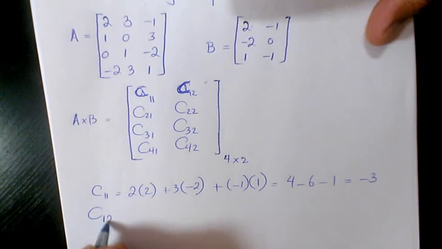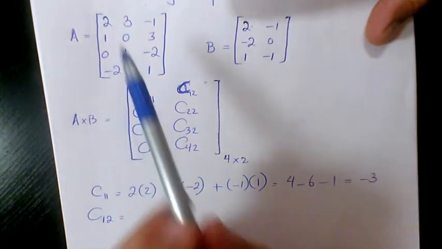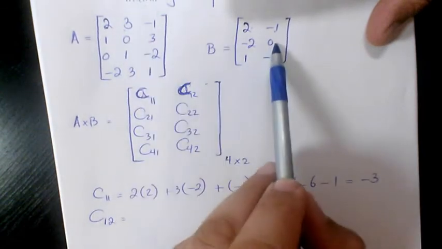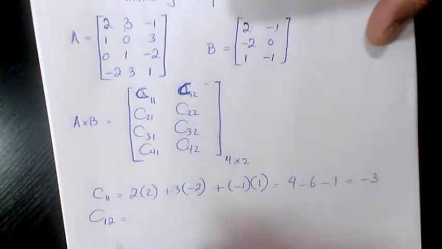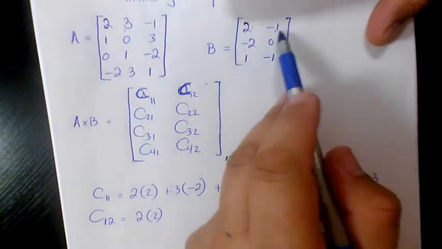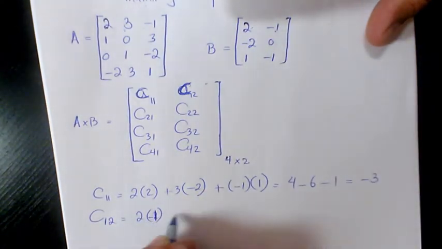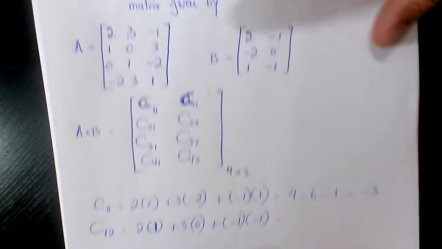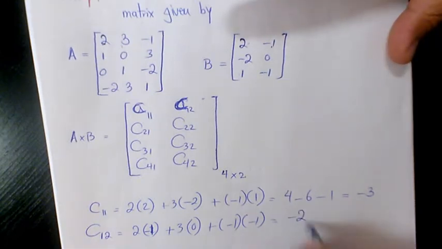That's going to be -3. Next one, C12. That's going to be 2 times -1 plus 3 times 0 plus -1 times -1. So -2 plus 1, that's -1.